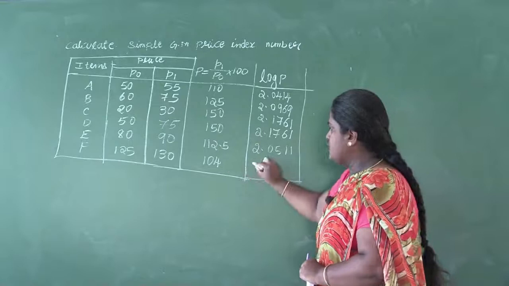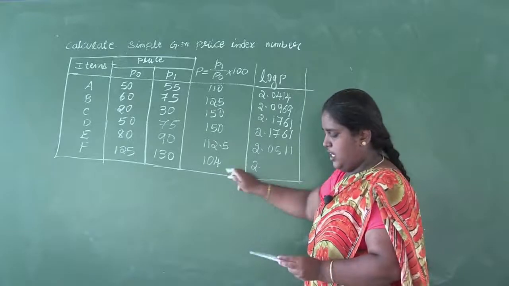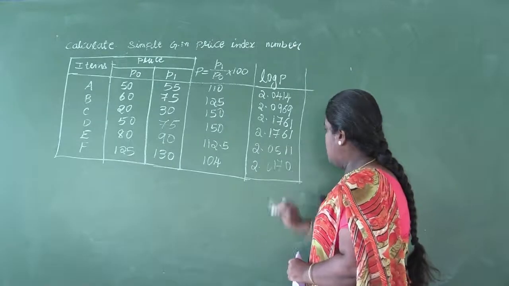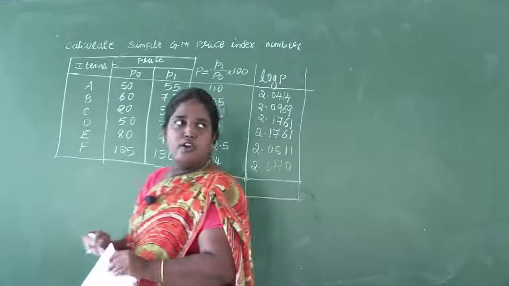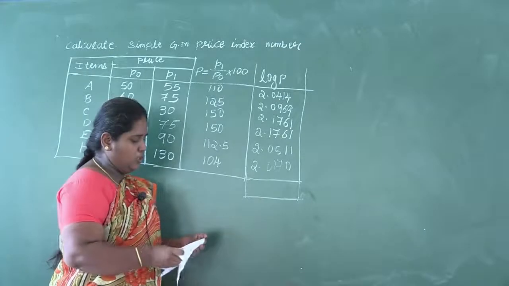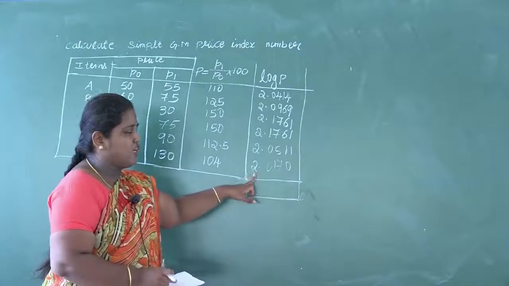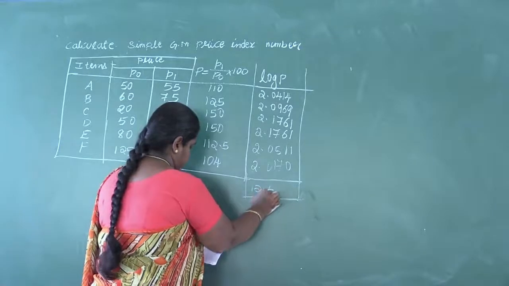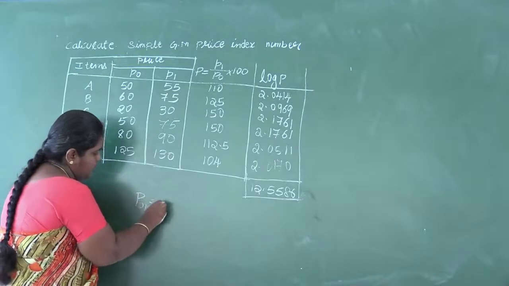Next 104 is a 3-digit number, so 3 minus 1 will get 2. So 2 point. See the table value for 10 under 4, which is 0170. Now add the logarithm values. The logarithm values are 2.0414, 2.0969, 2.1761, 2.1761, 2.0511, 2.0170, which is 12.5586.